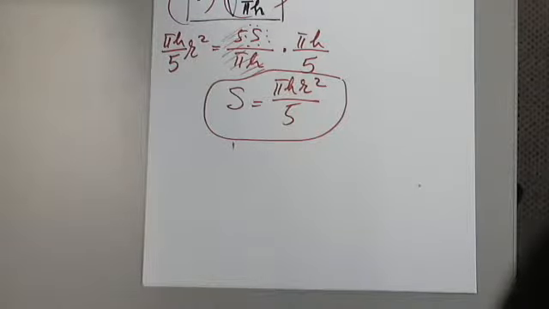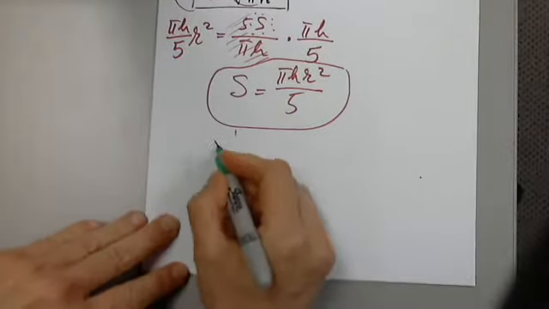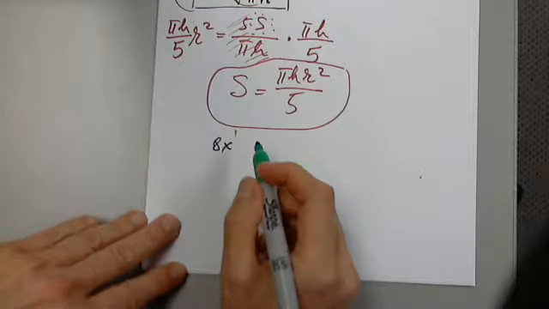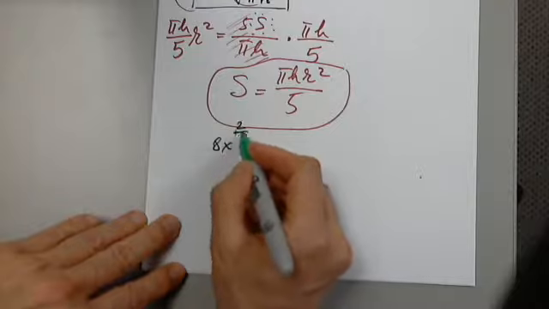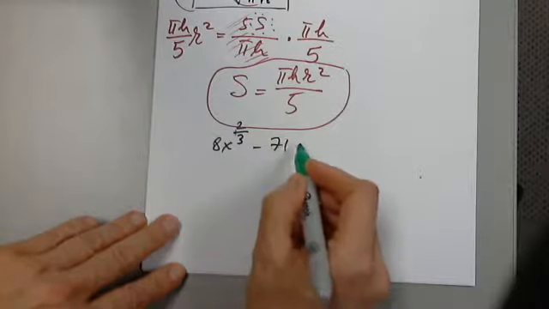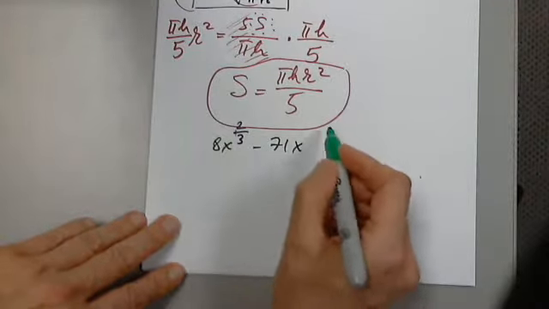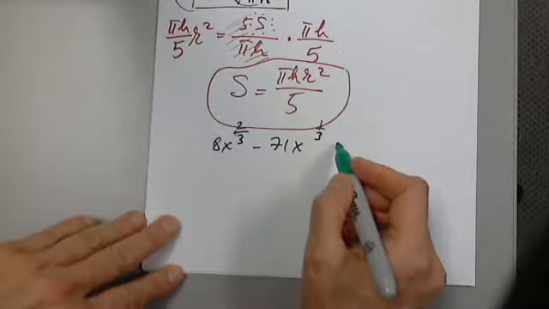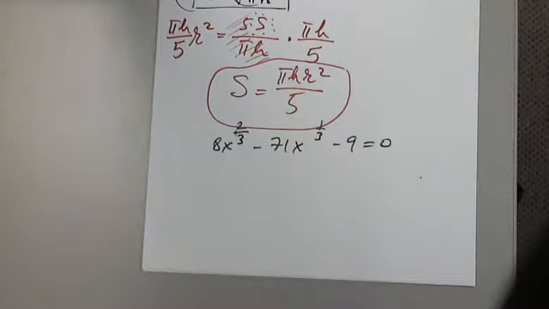So the absolute value equation? It was 8x raised to the power 2/3? Okay. Minus 71x to the 1/3 minus 9 equals 0. Perfect. Perfect example. Let's take a look and decide what type of equation this is.